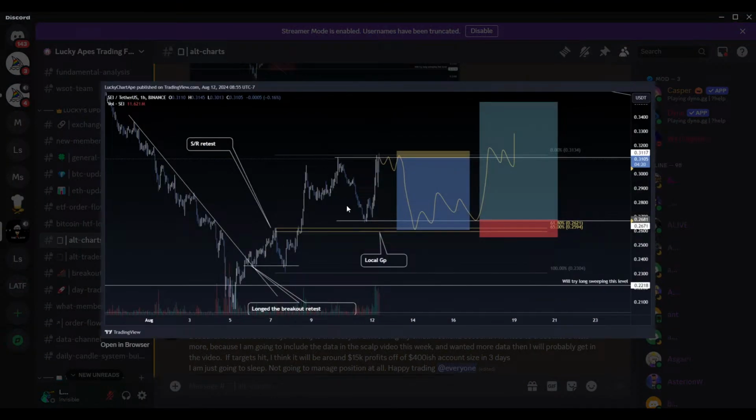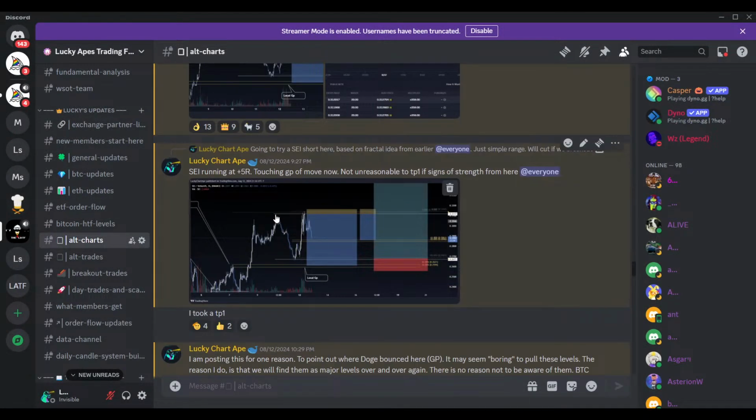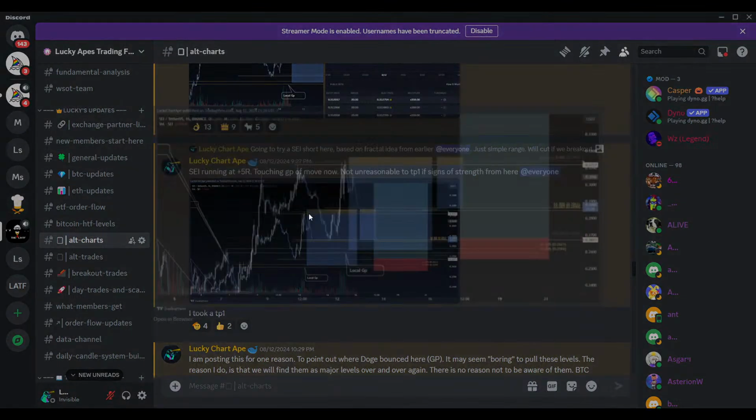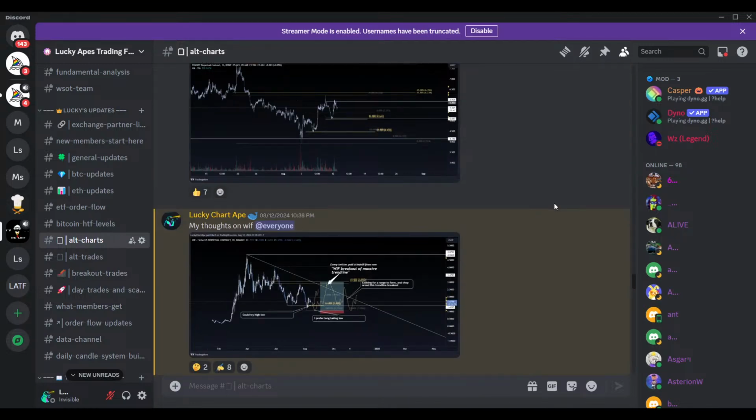17%. But I'm posting all this on Twitter too. I'm explaining I took this short. These are my targets. This is my long target, the long idea down here. Had a nice reaction off of that low, so updating the Discord. But this is what the updates look like in the alt channel, right?